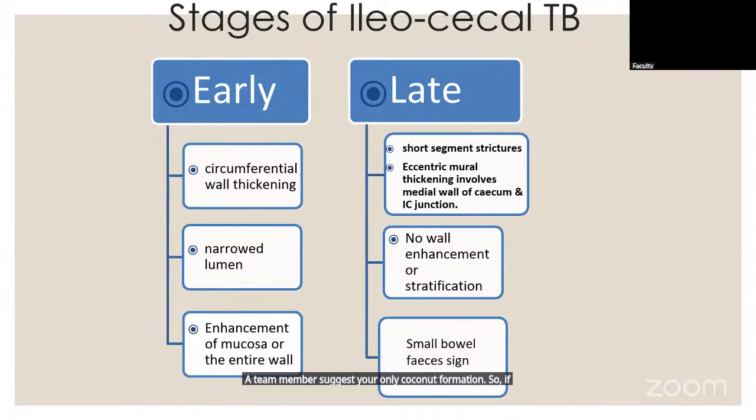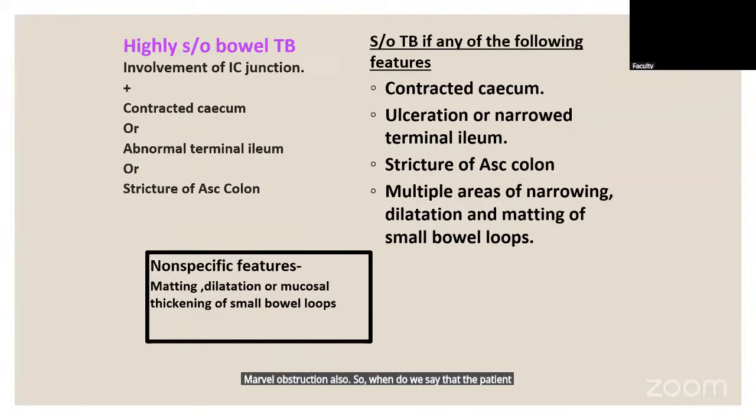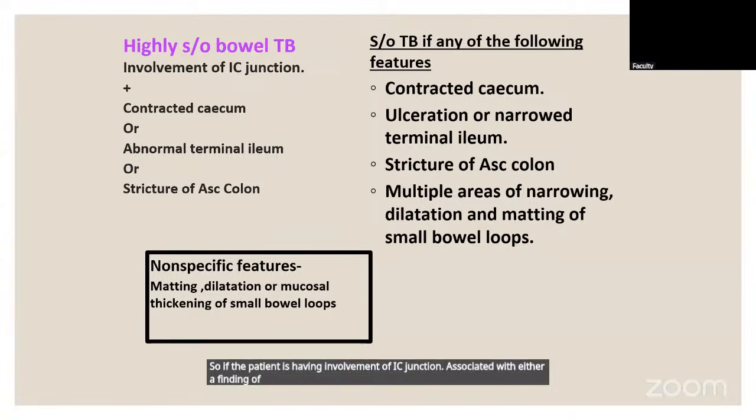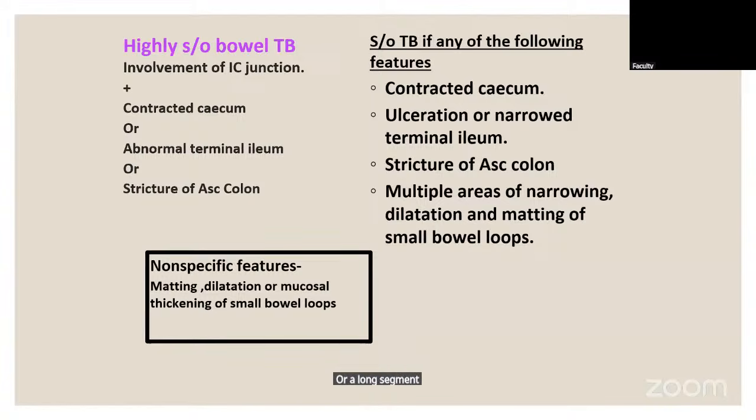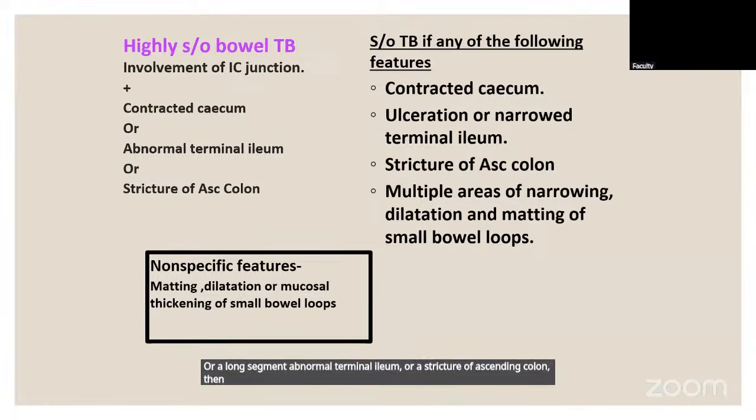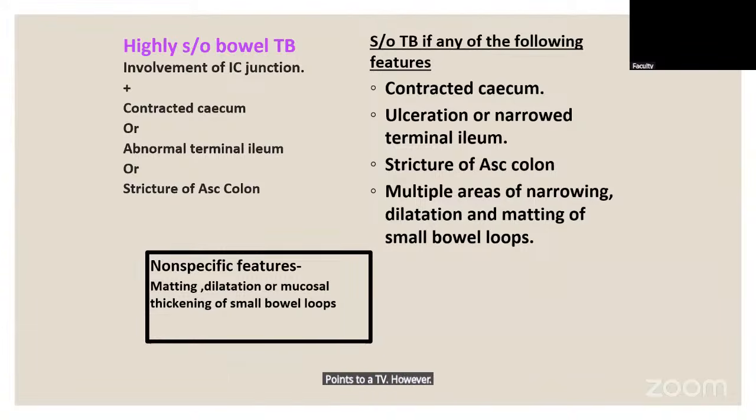So if you look at the early and the late features of bowel pattern of TB, they are not very specific. They can go with any other pathology also. Like small bowel feces sign can also be seen in subacute bowel obstruction also. So when do we say that the patient is suffering from bowel TB? So if the patient is having involvement of IC junction associated with either a finding of contracted cecum or a long segment abnormal terminal ileum or a stricture of ascending colon, then we can highly say that imaging features point to a TB. However, the matting, dilatation, and thickening of the small bowel loops are considered non-specific features.